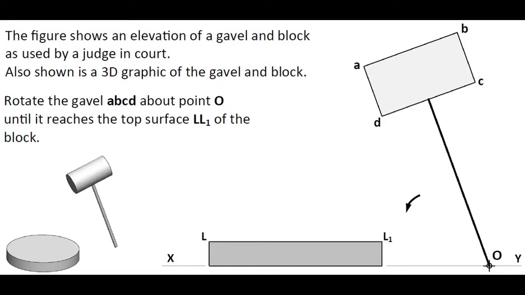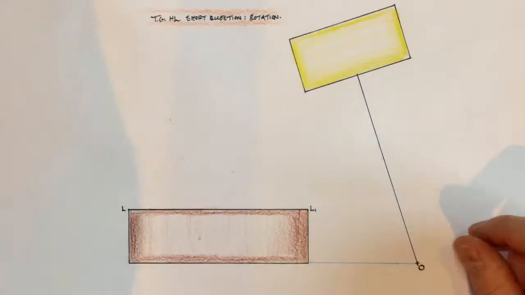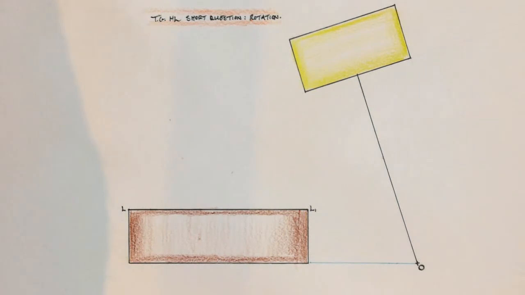So we have this rotations example from the 2018 exam paper. It says the figure shows an elevation of a gavel and a block used by a judge in a court. Also shown is the 3D graphic of the gavel and the block. Rotate the gavel ABC about point O until it reaches the surface LL1 of the block. I've just redrawn it out here so I can make it a little bit bigger for you to see at home. And I'll go through the process of these rotation questions, and they tend to be very similar in terms of process.